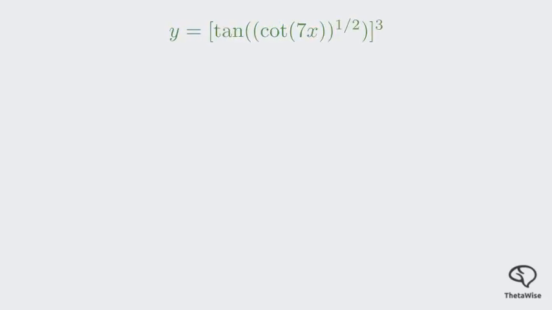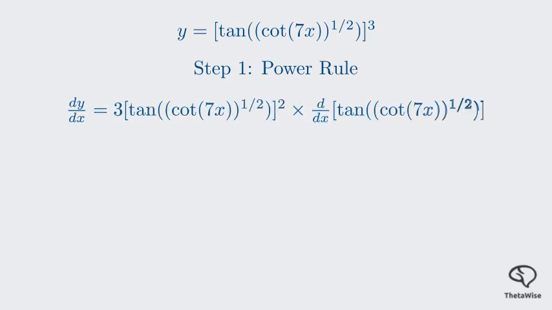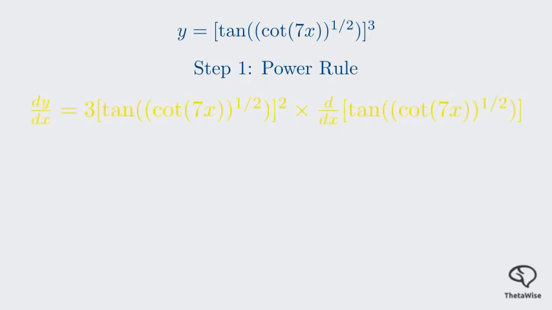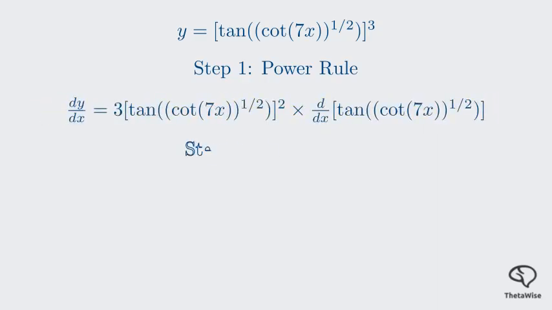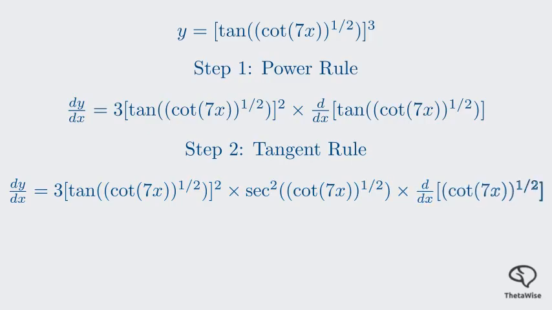The outermost function is something cubed. We use the power rule first. The derivative is 3 times the base raised to the power of 2 times the derivative of the base. The next layer is the tangent function. The derivative of tan x is secant squared x. So we have 3 tan squared times secant squared of the inside times the derivative of that new inside, which is the root of cotangent of 7x.